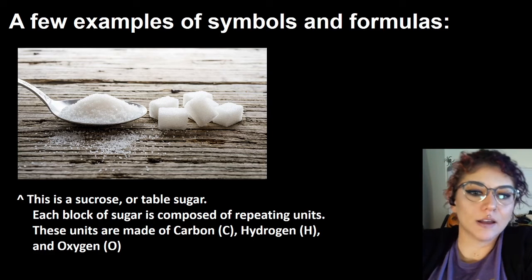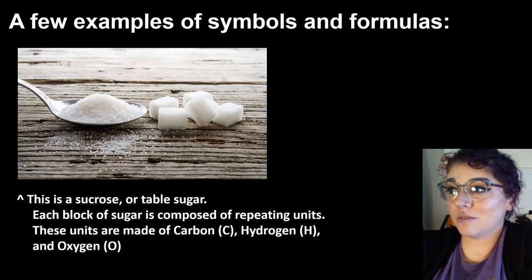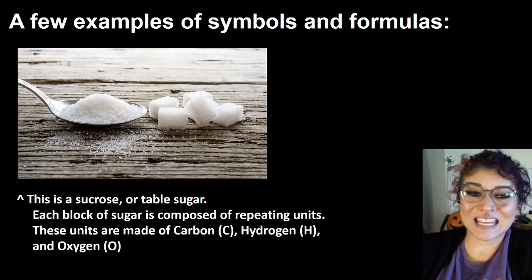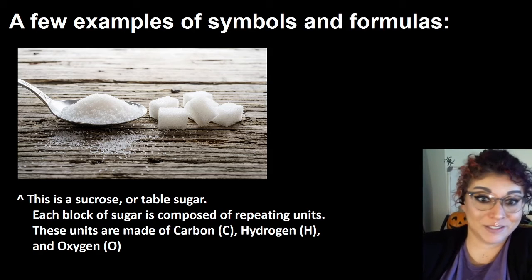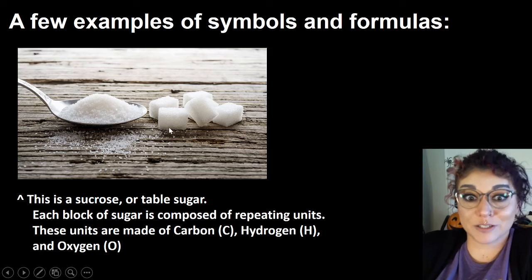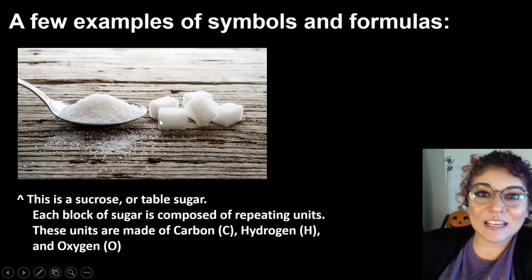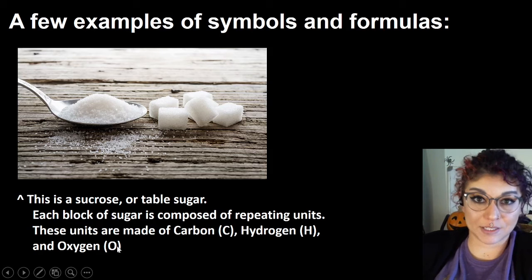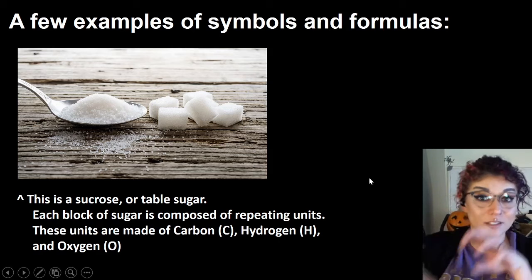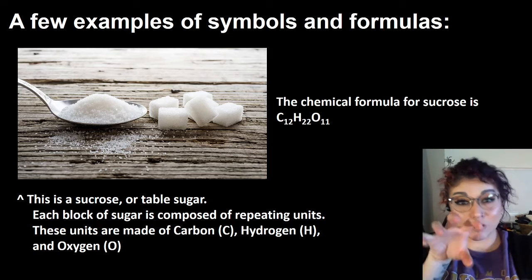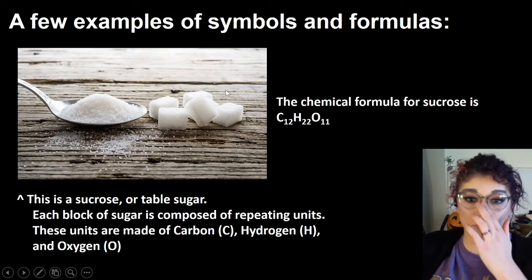Let's look at another. Table sugar. So, the sugar you use when you're baking and cooking. Table sugar is called sucrose. But again, that doesn't tell us anything chemically about the structure or anything about the substance. Each of these blocks of sugar, literally, are actually made up of repeating fundamental units. Each of these units is made of carbon, hydrogen, and oxygen. And they're tetrised together in a very specific way. Specifically, the way they tetris together creates this chemical formula.